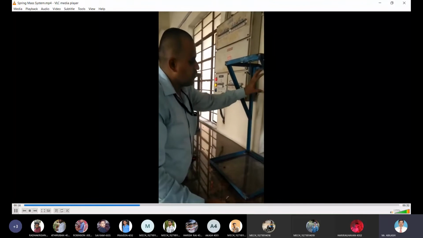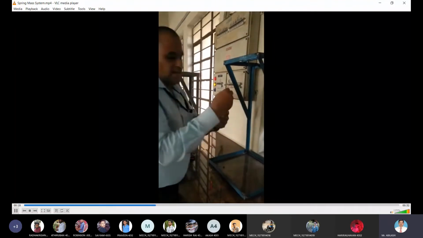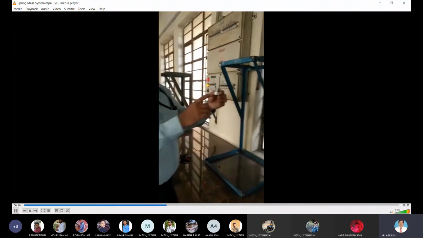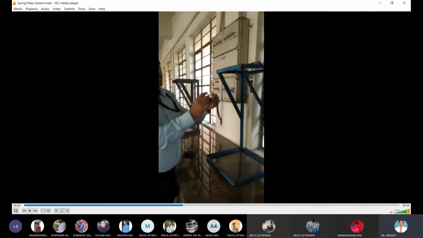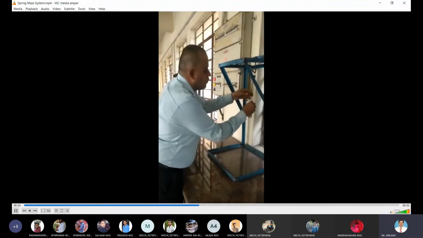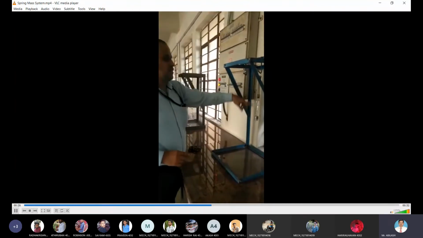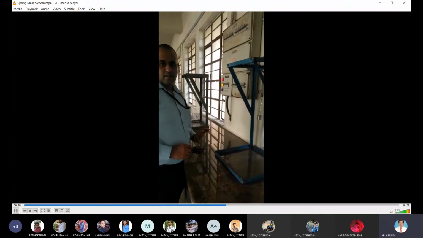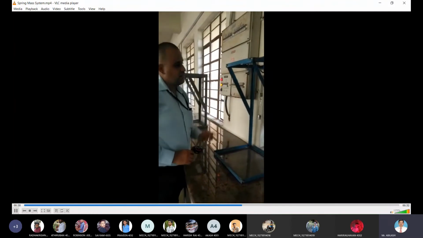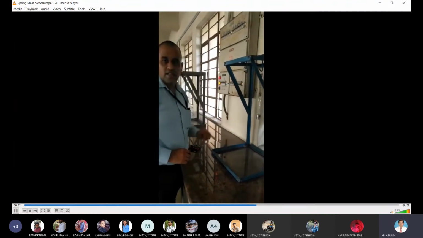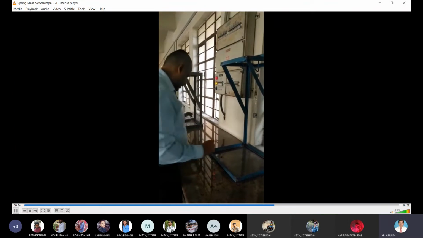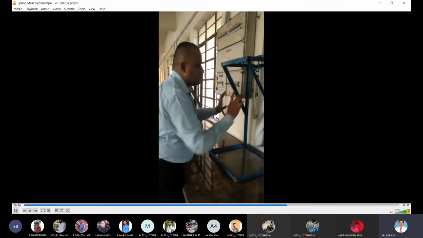Okay. First, we need to measure the length. Then you are going to add the weight. So here I am going to apply the weight of 200 grams. While applying, you are able to notice that there is change in length. First you need to measure the initial length, then you measure the change in length to calculate the deflection.